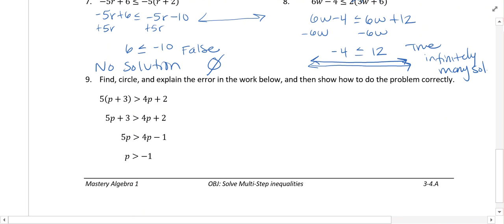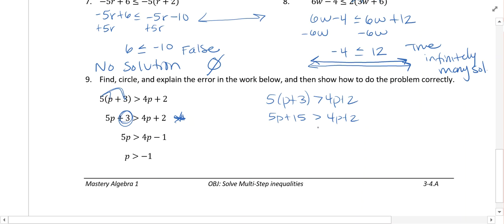Alright, for number 9, find, circle, and explain the error in the work below, and then show how to do the problem correctly. So, let's see if we can find the error. We need to distribute the 5. So 5p, did we see what happened? The error is in this row. You see? 5 times 3, this should be what? 15. So if we write it out correctly, so 5p plus 15.